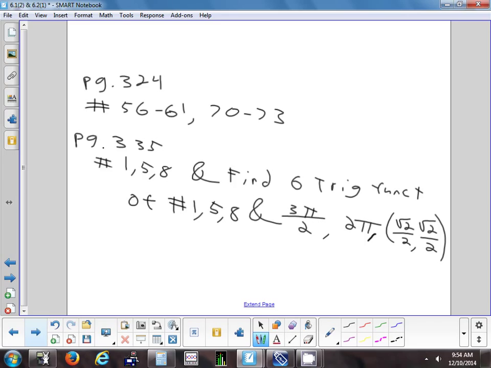All right, so the homework is on 324. It's 56 to 61 and 70 to 73, so not very many problems there. And then on page 335, I want you to do 1, 5, and 8. Do what they ask you to do, but also find the 6 trig functions of 1, 5, and 8. Sine, cosine, tangent, secant, cosecant, cotangent. And try finding the 6 trig functions for these extra 3 as well: 3 pi over 2, 2 pi, and square root 2 over 2.